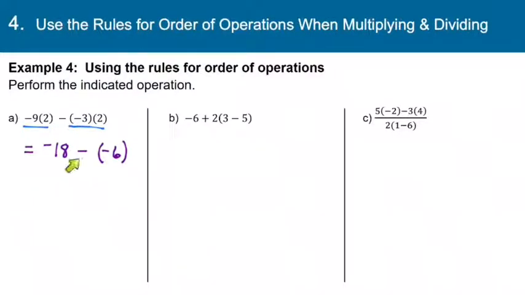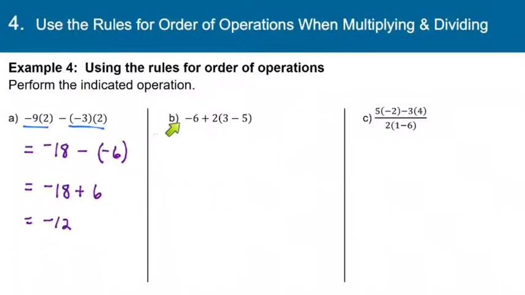Okay, now I'm going to convert this subtraction to addition. So negative 18 minus negative 6 becomes negative 18 plus positive 6. And now I can see that the signs are different, and I'm going to subtract and use the sign of the larger number, which is negative. 18 minus 6 is 12, and the answer should be negative, so negative 12.